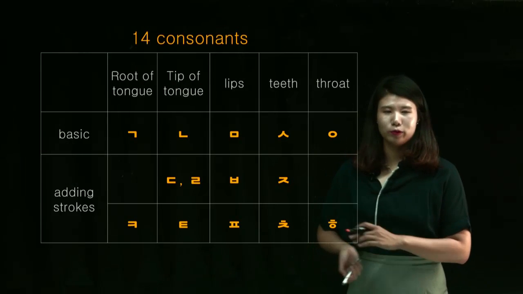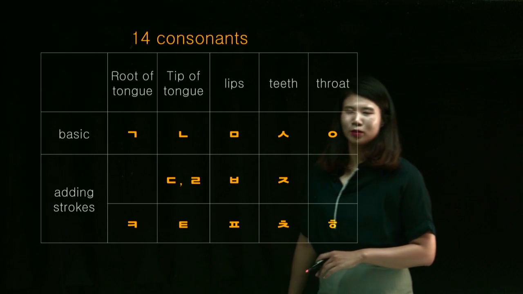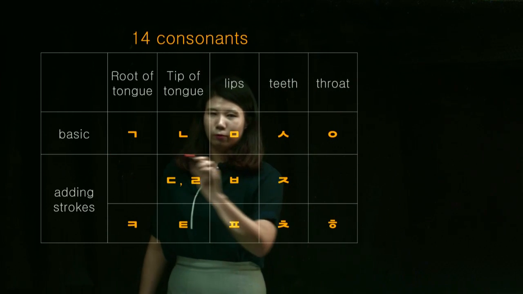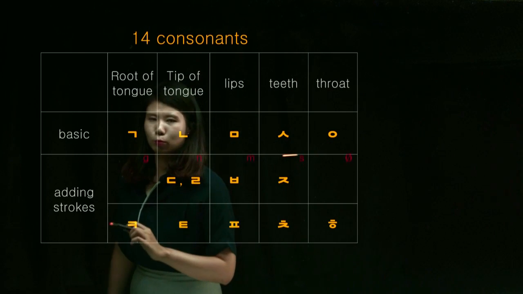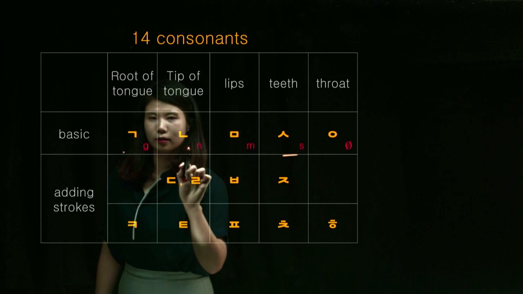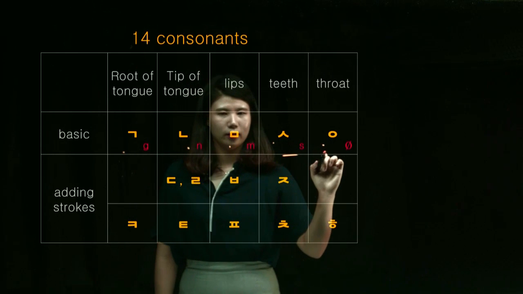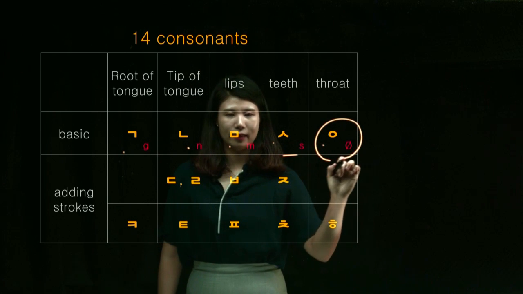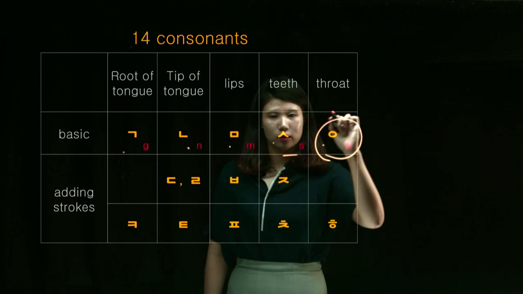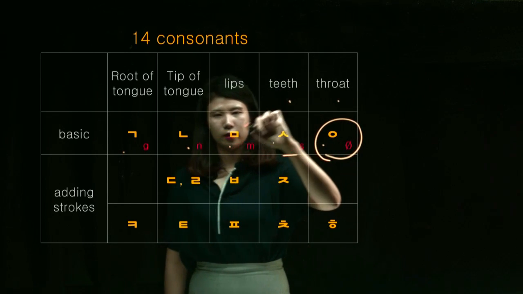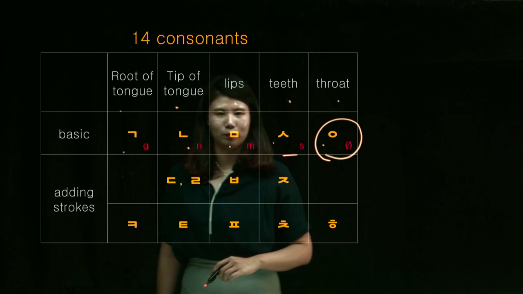Okay, a little brief review on how to pronounce the 14 consonants. So, these five were the basic consonants we learned, and they are pronounced G, N, M, S. This, remember, was a silent sound, which has no sound. The sound just comes from your throat. So this comes from your throat, teeth, lips, tips of tongue, and root of tongue. This should ring a bell.